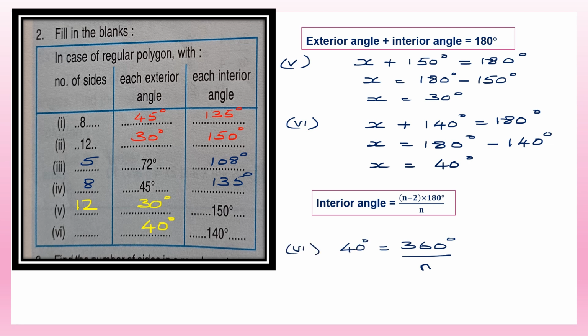So now to find this, we just have to say 40 into n is 360. So to find the value of n, we say 360 divided by 40. Here we can cancel the zeros. 4 nines are 36. So we found the value of n to be 9. That means the number of sides is 9. So can you see, children, in the fifth one, I used the formula for the interior angle. For the sixth one, I used the formula for the exterior angle because we had already found the exterior angle. You can use either of these to find the number of sides.